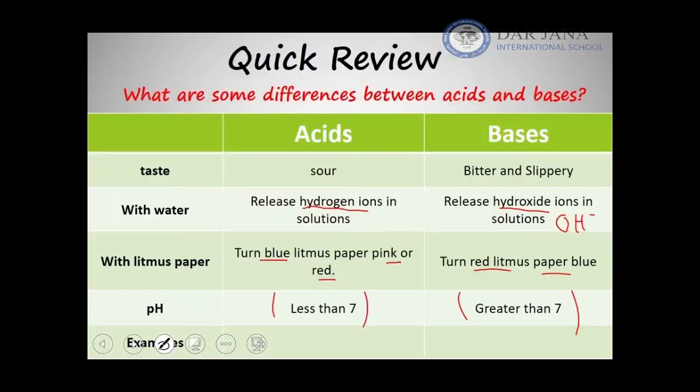Okay, we can put some examples here. We have hydrogen chloride, which is a strong acid, H2SO4, citric acid, and we have here an AOH, sodium hydroxide, we have the ammonia, and many others.